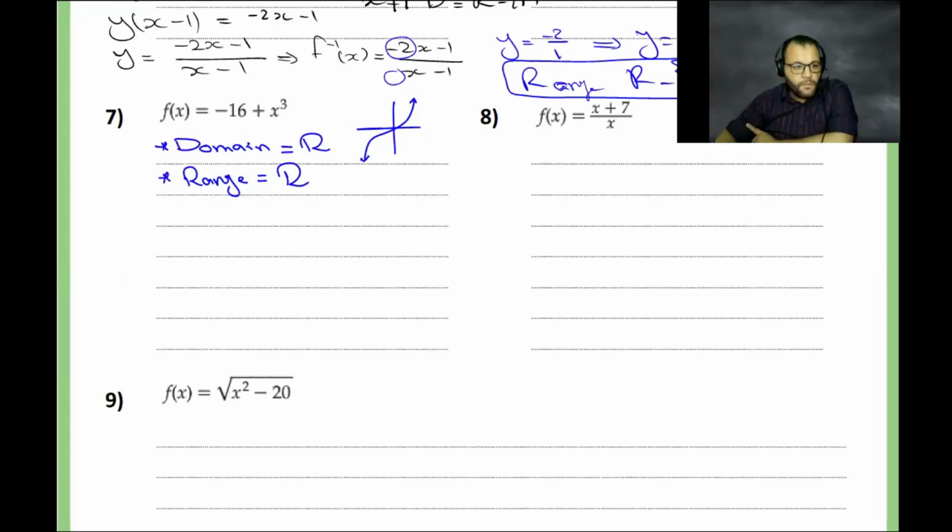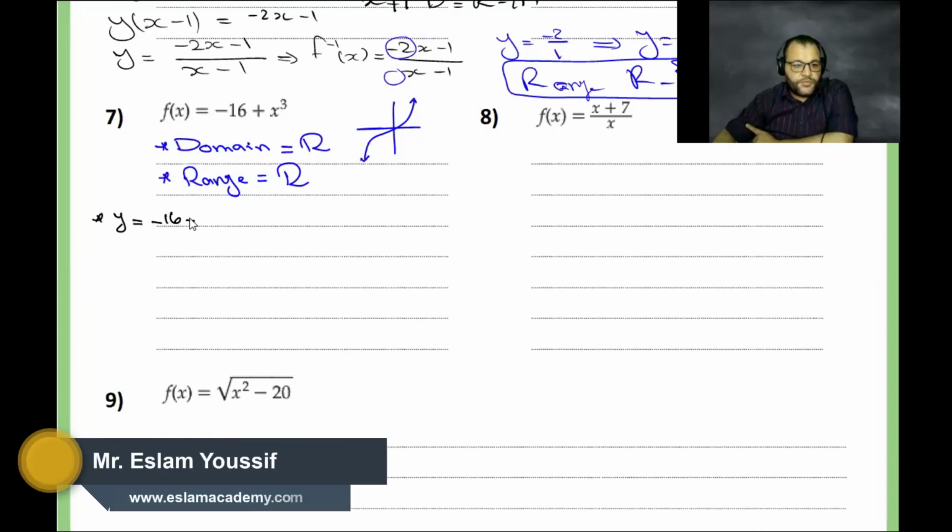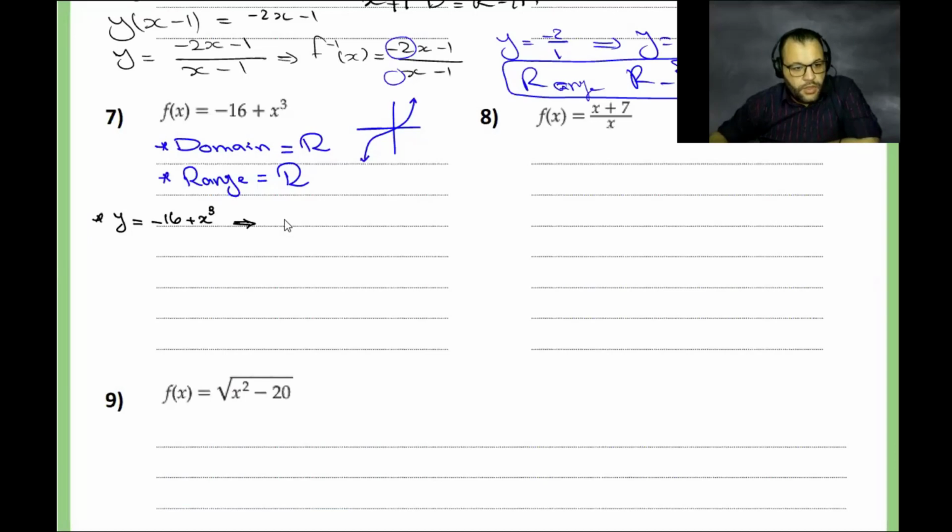So how do we find it? First, replace f of x with y: y equals negative 16 plus x to the power 3. The second step, replace y with x and x with y: x equals negative 16 plus y cubed. Solve for y: y to the power 3 equals x plus 16. Then take the cube root: y equals the cube root of x plus 16.